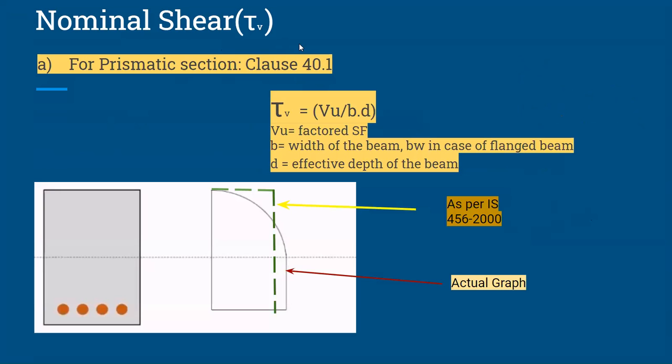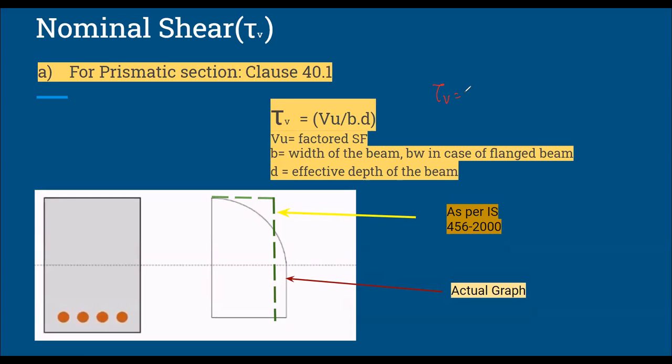For prismatic members, it is given in clause number 40.1. I'm pretty sure it is on page number 72. Okay. तो क्या कहते हैं? Nominal shear is given by Vu divided by bd. Now Vu, remember, it is a factored SF.